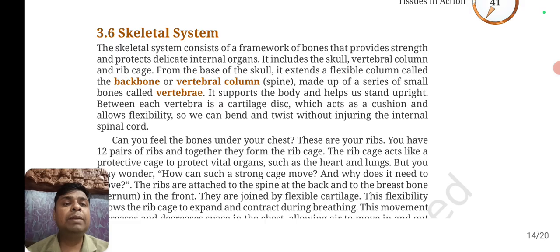Between each vertebra there is a cartilage disc which cushions it. We can bend and twist without injuring our internal spinal cord. So the spinal cord is part of the nervous system. To protect it, we have the vertebral column. Brain is protected by the skull. Spinal cord is protected by the vertebral column.